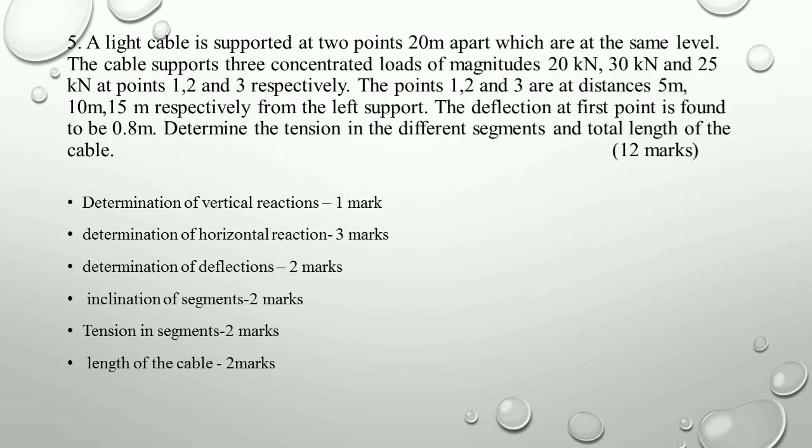Fifth question is, a light cable is supported at 2 points 20 meter apart which are at the same level. The cable supports 3 concentrated loads of magnitudes 20 kN, 30 kN and 25 kN at points 1, 2 and 3 respectively. The points 1, 2 and 3 are at distances 5 meter, 10 meter and 15 meter respectively from the left support. The deflection at first point is found to be 0.8 meter. Determine the tension in different segments and total length of the cable. Question carries 12 marks.